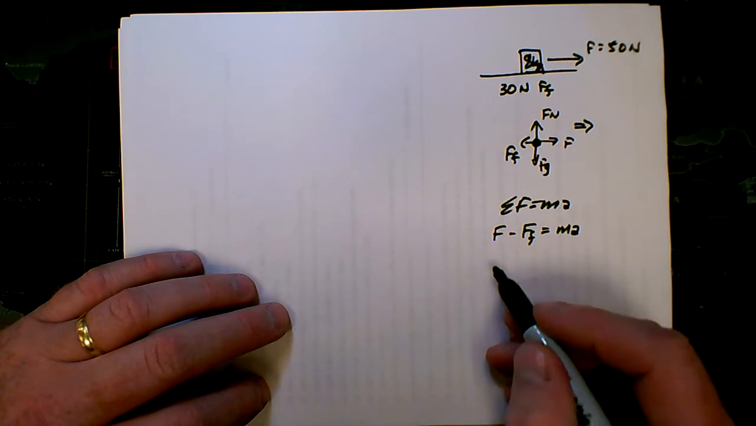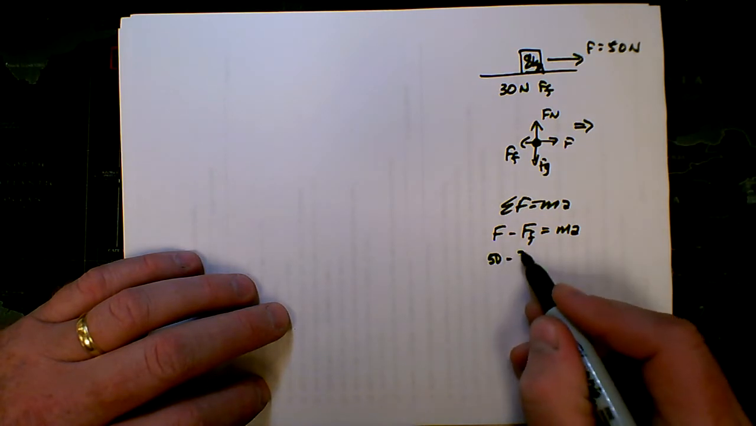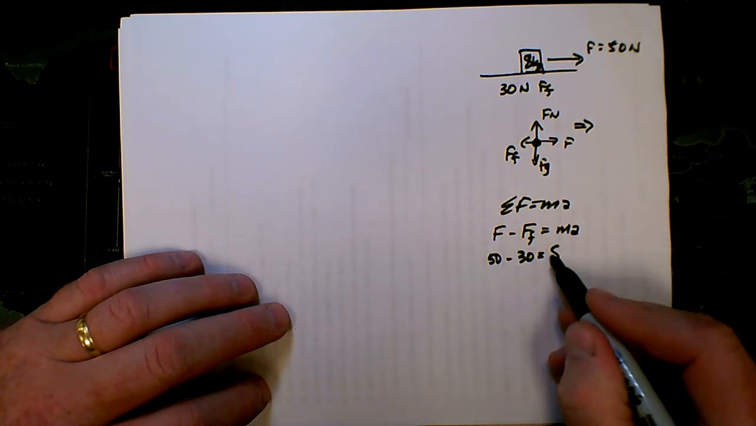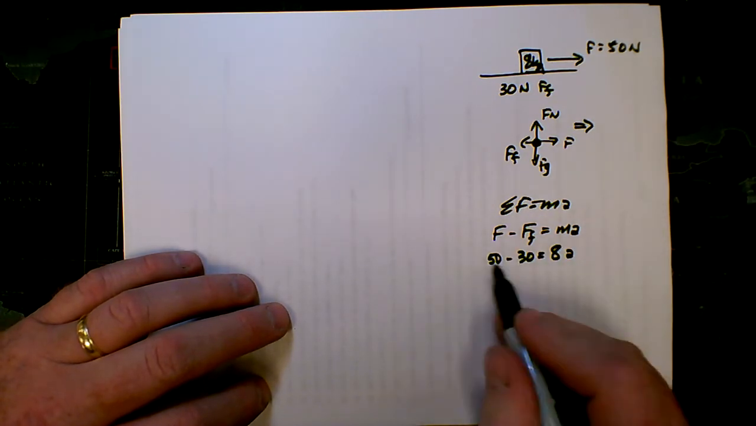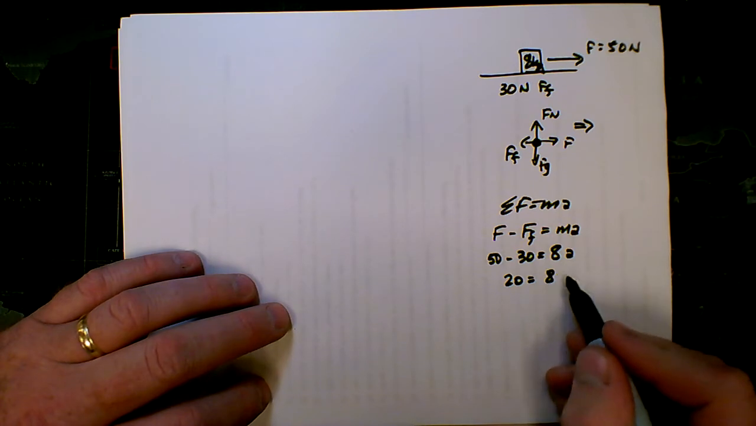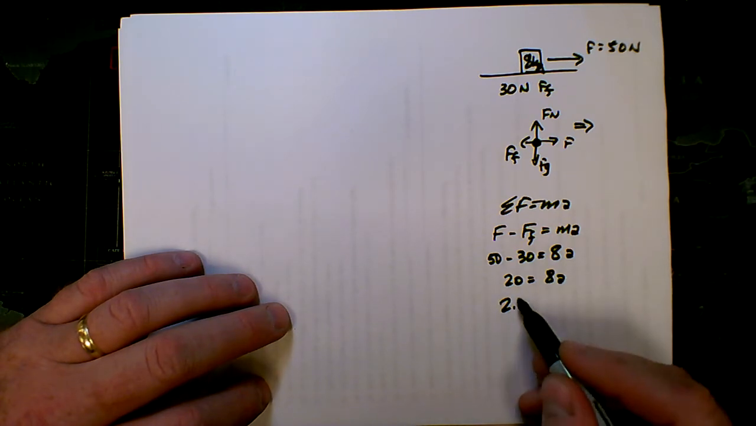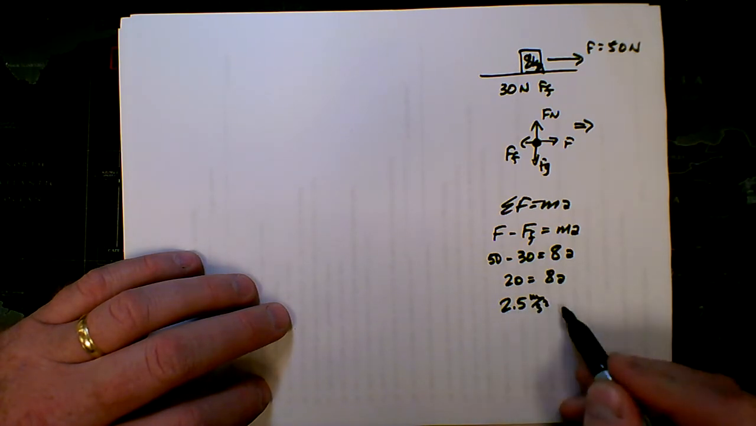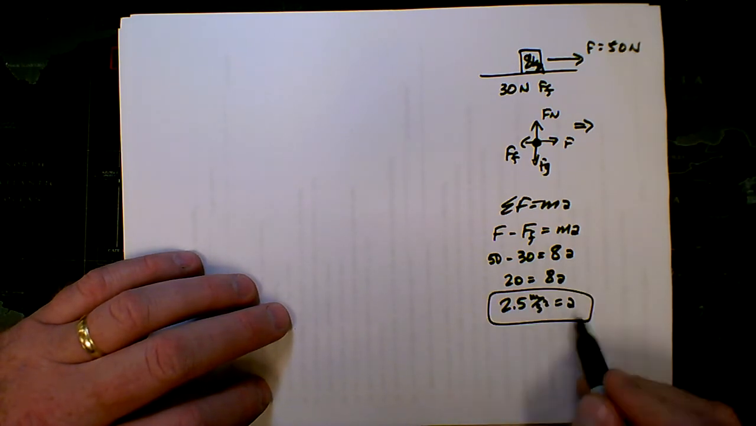Now step four, I can plug in the numbers. 50 minus 30 equals the mass times the acceleration. 50 minus 30 is 20, equals 8 times a. 2.5 meters per second squared is my acceleration, like so.